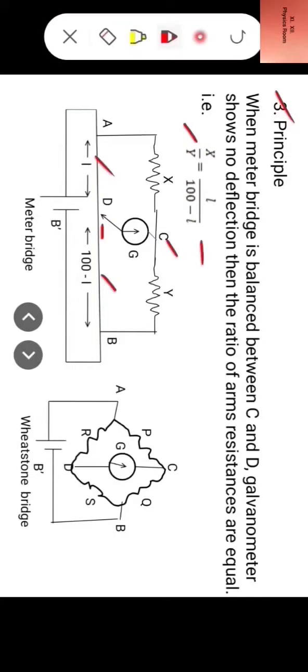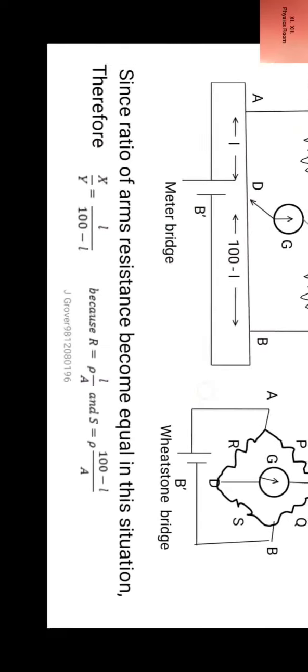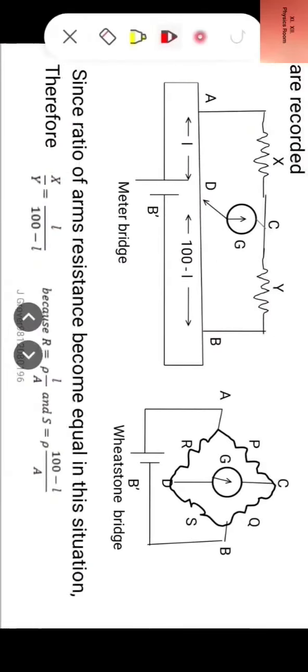So ratio of arms resistance equal means X by Y is equal to L by 100 minus L. Since ratio of arms resistance become equal in this situation, therefore X by Y is equal to L over 100 minus L.